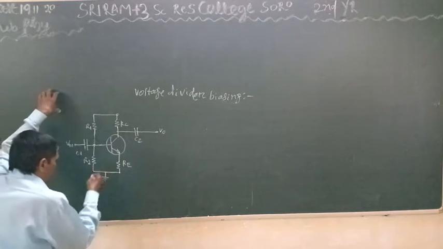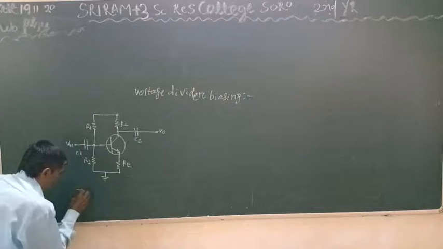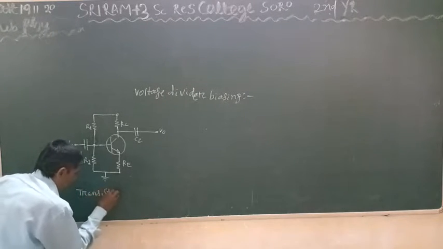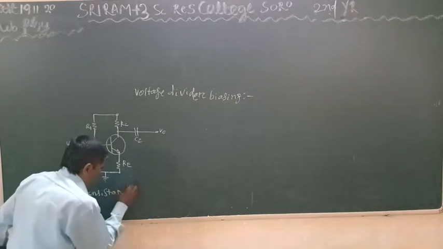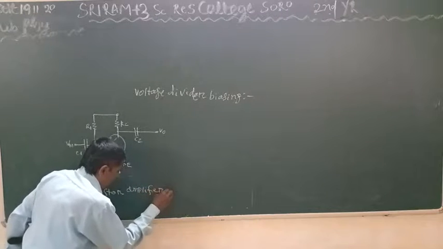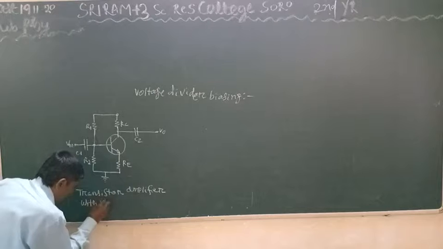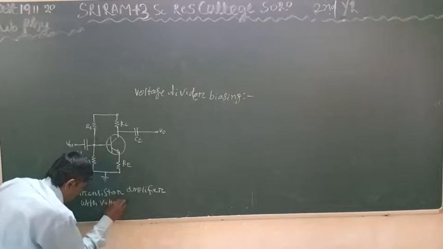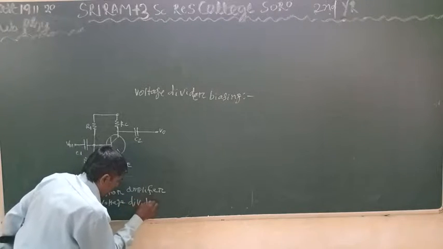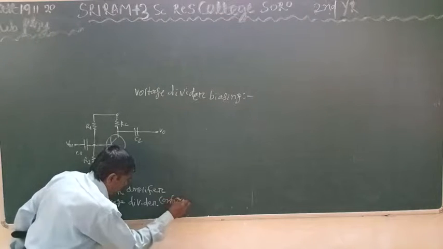Now this circuit is a transistor amplifier with voltage divider configuration.